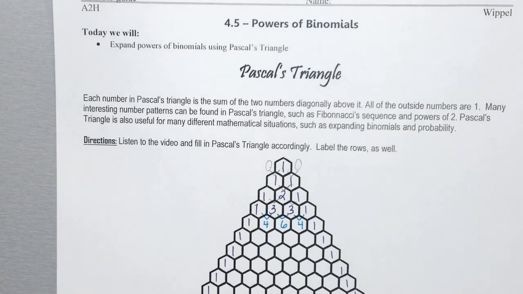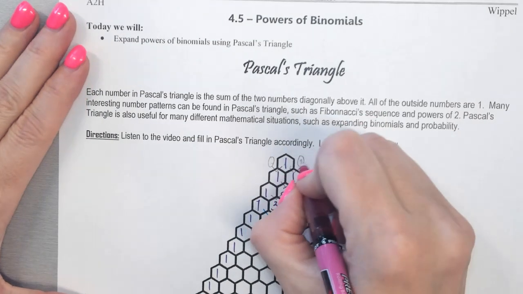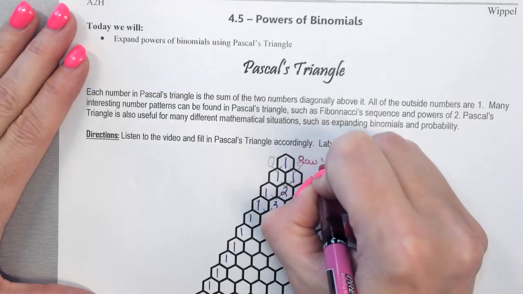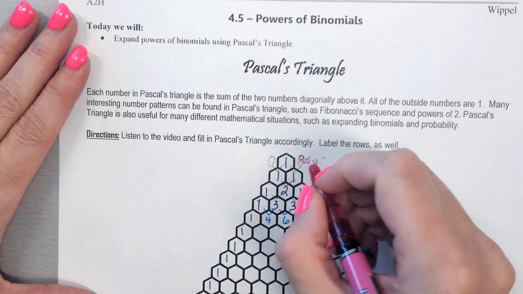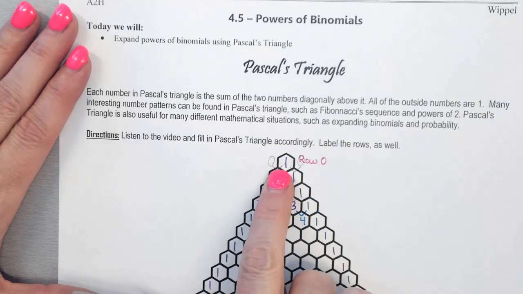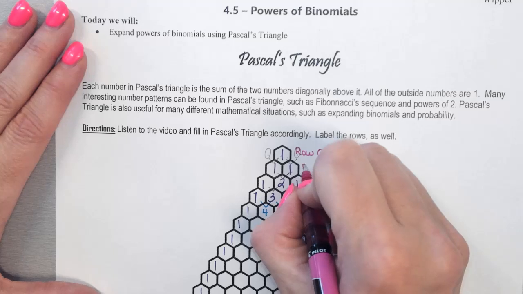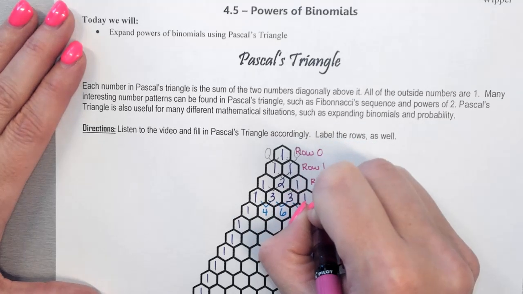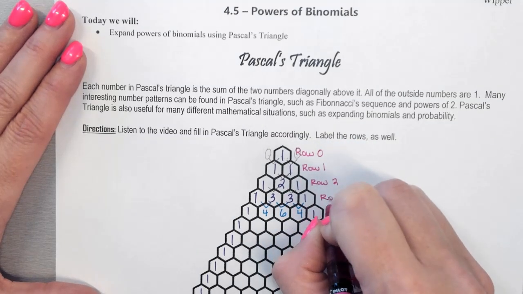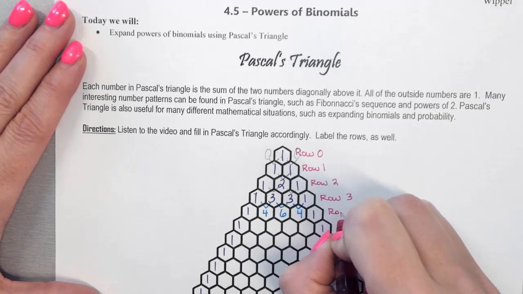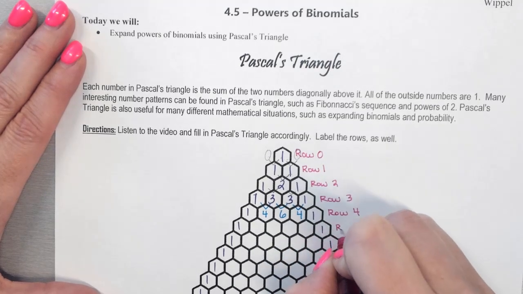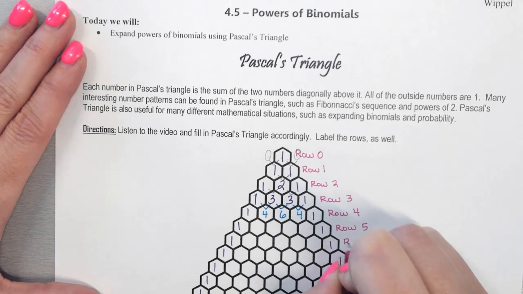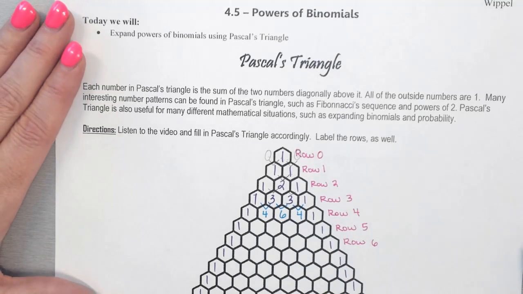Okay, so we watched the video on Pascal's triangle. You guys filled all of this in. One thing that you may not have written down are the row values. So I want you to write down at least the first few. This top row that only has one is called row 0. This is row 1, row 2, row 3, row 4, row 5, row 6, so on and so forth.